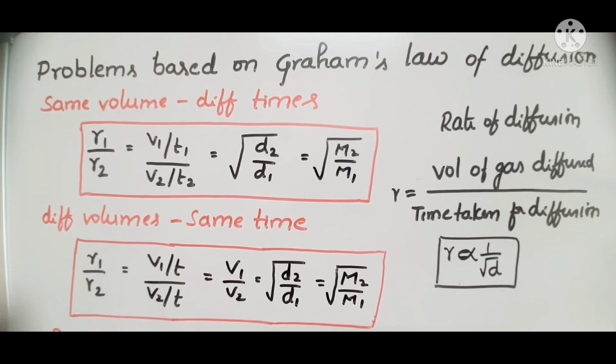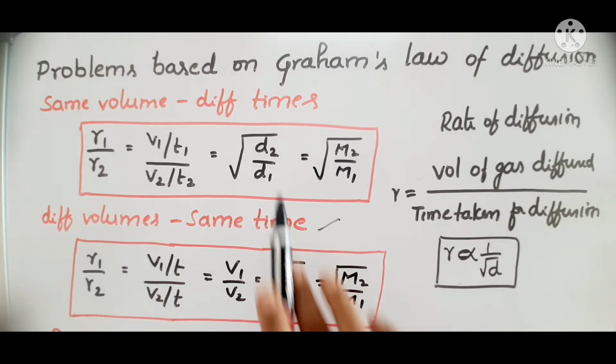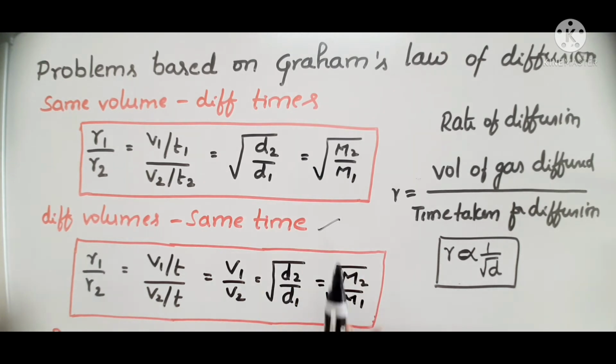The next case is the comparison of different volumes of gases that diffuse in the same time. When you have two gases with two different volumes and they diffuse in the same time, then you have to use the formula R1 by R2, the ratio of rate of diffusion, equal to V1 by V2. The time will be the same, so it will be cancelled. V1 by V2 equal to square root of D2 by D1 equal to root of M2 by M1. Remember that M is your molecular mass, D is density, V is volume of gas diffused and T is time taken for the diffusion. This is the ratio of rate of diffusion.